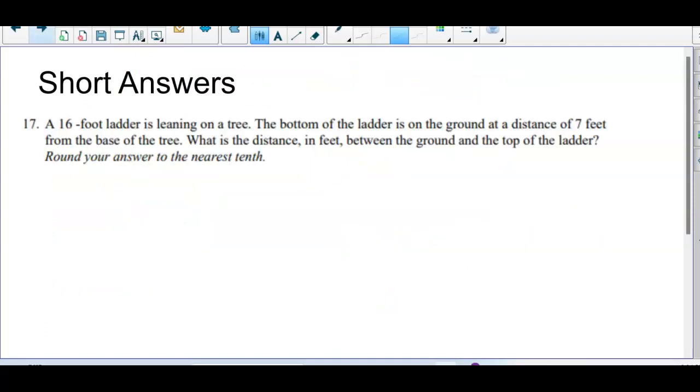Now, short answers, you do have to show work. Remember, the directions are listed on Brightspace.